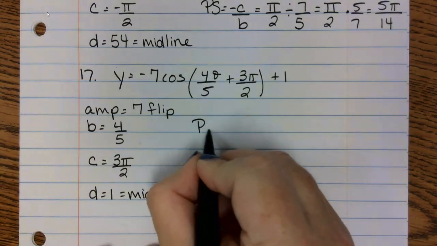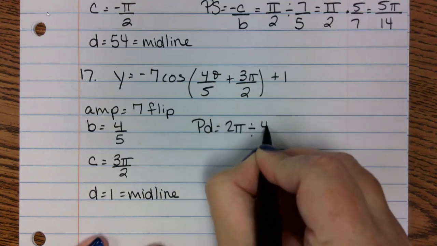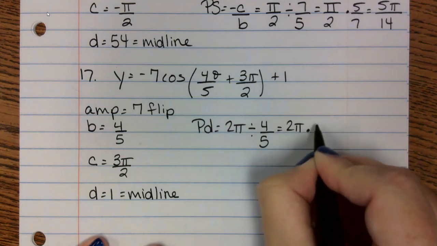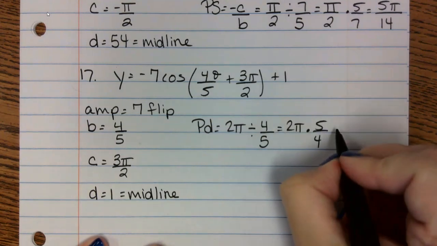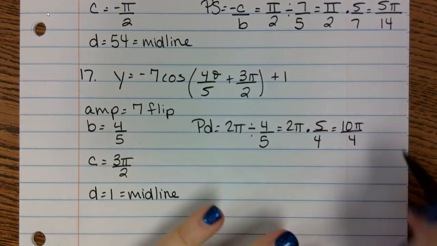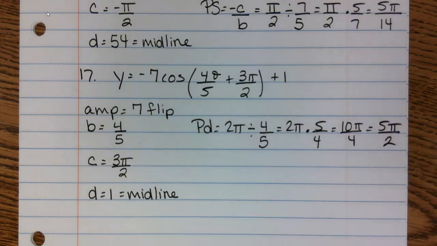Here we go. Period is 2 pi divided by 4 over 5. Keep, change, and flip. So I get 10 pi over 4, which becomes 5 pi over 2. Okay. If you can reduce, should you reduce? Of course you should.